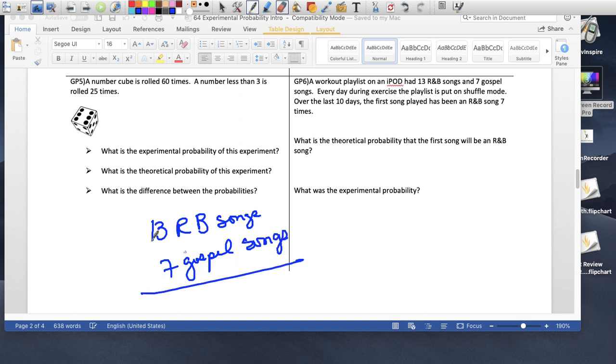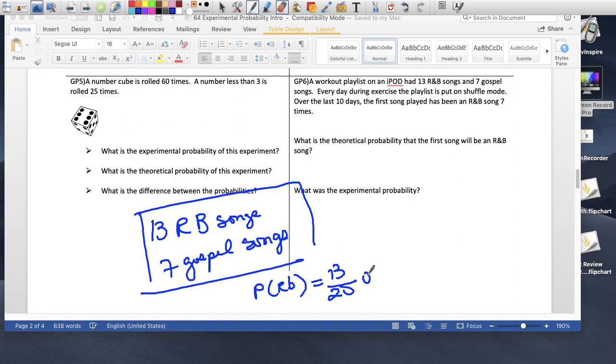So if you had this in your phone or your music player, and I ask you, if you press play right now, what's the probability of it playing an R&B song? Well, how many R&B songs are there? 13 out of, what's the total? 20 songs. So there's a 13 over 20 chance, and that's 65%. There's a 65% chance that it's going to play an R&B song. So that's the theoretical probability.